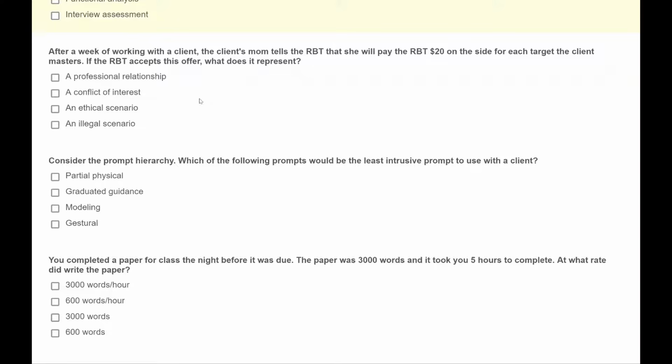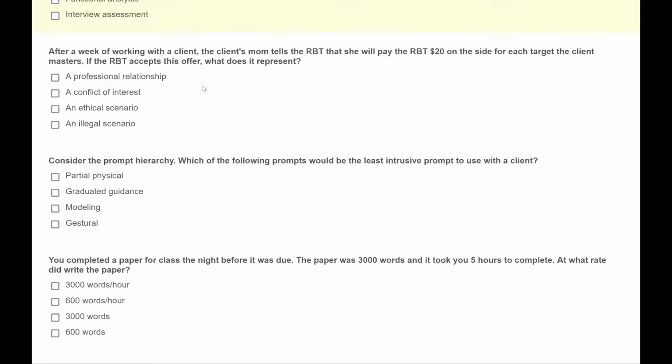After a week of working with a client, the client's mom tells the RBT that she will pay the RBT $20 on the side for each target the client masters. If the RBT accepts this offer, what does it represent? First things first, is this okay? No, absolutely not. We should never be taking money like this on the side from a client, okay?